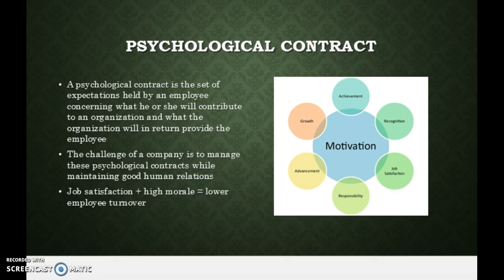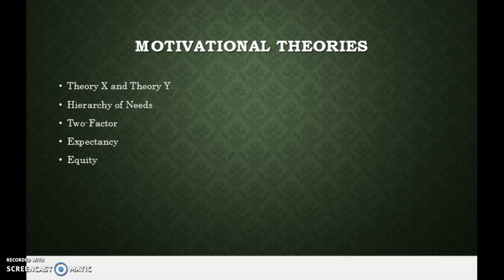Another angle of this can be the equation job satisfaction plus high morale equals lower employee turnover. The theories that I will mention in this lesson are Theory X and Theory Y, Hierarchy of Needs, Two-Factor, Expectancy, and Equity.